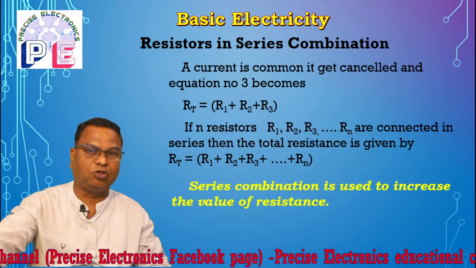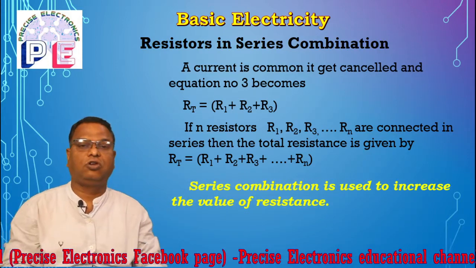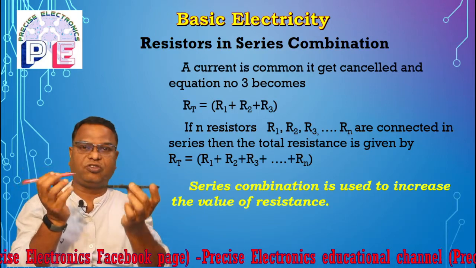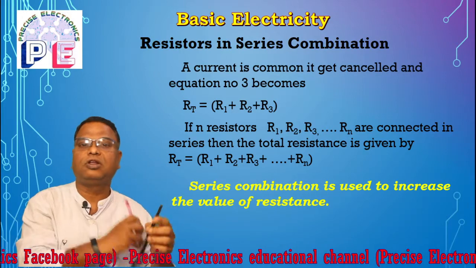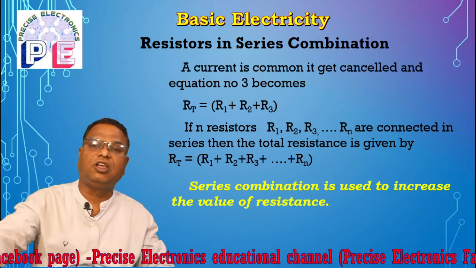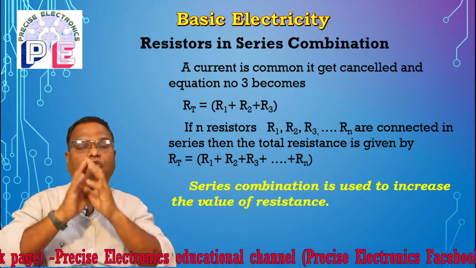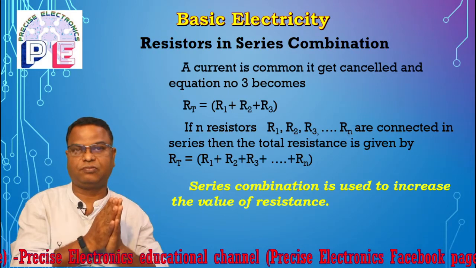Earlier we took an example of a 10 ohm resistor and a 12 ohm resistor. When they are connected in series, 10 plus 12, we are getting 22 ohm. That means the series combination is used to increase the value of resistance.